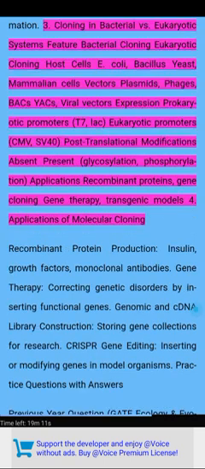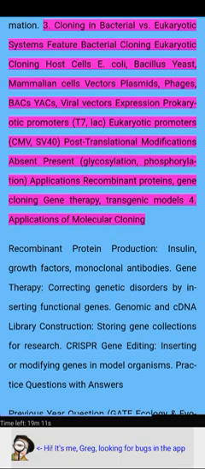3. Cloning in bacterial versus eukaryotic systems. Feature, bacterial cloning, eukaryotic cloning. Hosts: cells E. coli, Bacillus; yeast, mammalian cells. Vectors: plasmids, phages, BACs; YACs, viral vectors. Expression: prokaryotic promoters T7, lac; eukaryotic promoters CMV, SV40. Post-translational modifications: absent; present, glycosylation, phosphorylation. Applications: recombinant proteins, gene cloning; gene therapy, transgenic models.